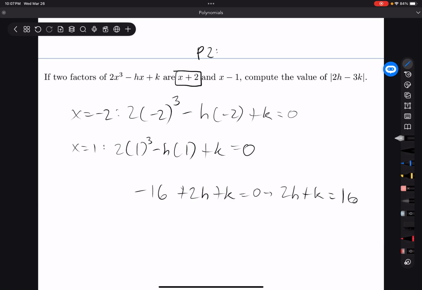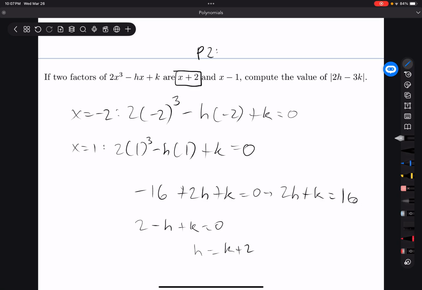Alright, now let's move on to our next one. 2 times 1 cubed is 2 minus h plus k equals 0. Alright, so now we can simplify this. This means that h is equal to k plus 2.